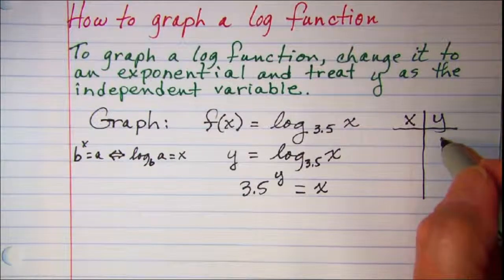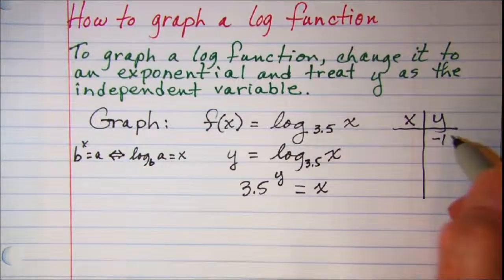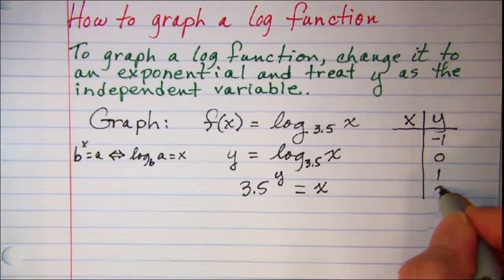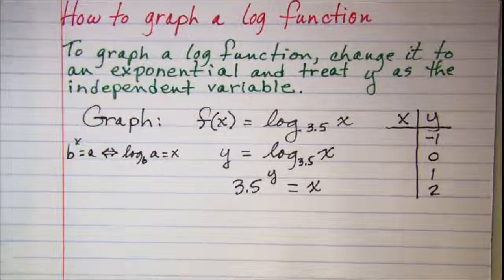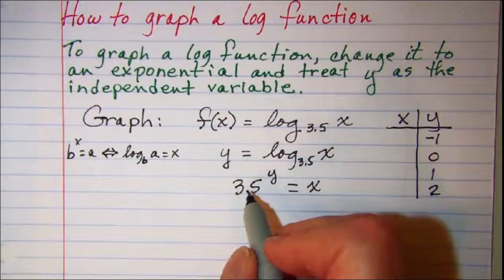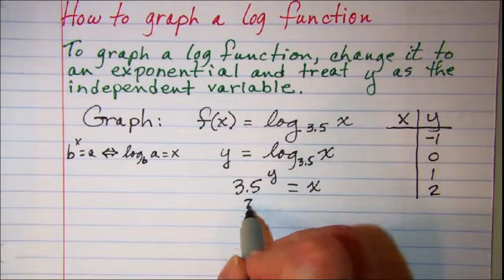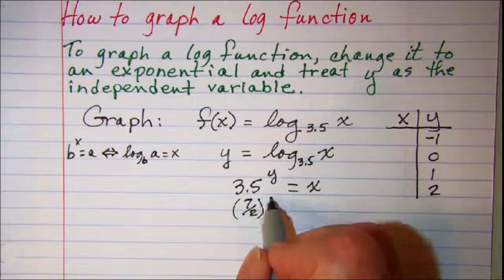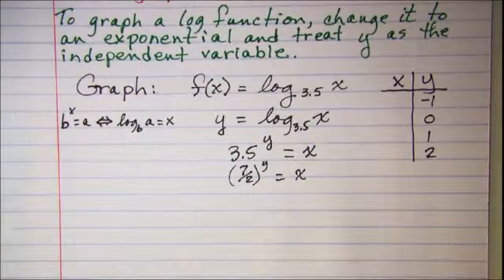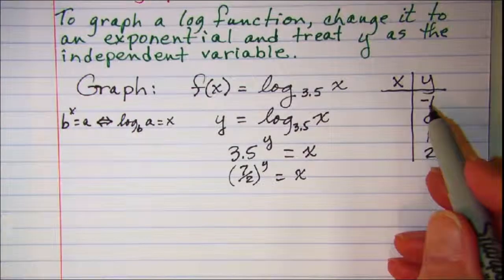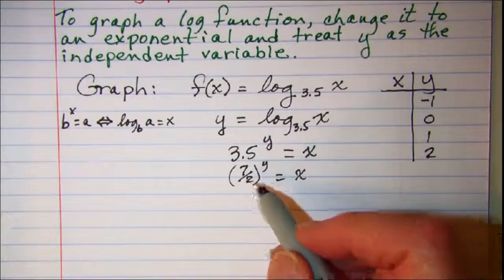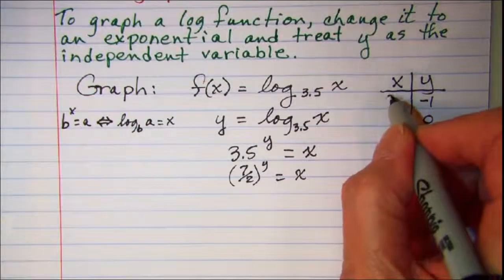I'm going to put -1 in for y, and then 0, and then 1, and I may possibly need to put 2 also. Now we know that 3.5 is the same as 7/2, so I'm actually doing 7/2 to the y power. That'll be easier for me to calculate. So when I raise 7/2 to the -1, that just flips this over and gives me the reciprocal. So this will be 2/7.